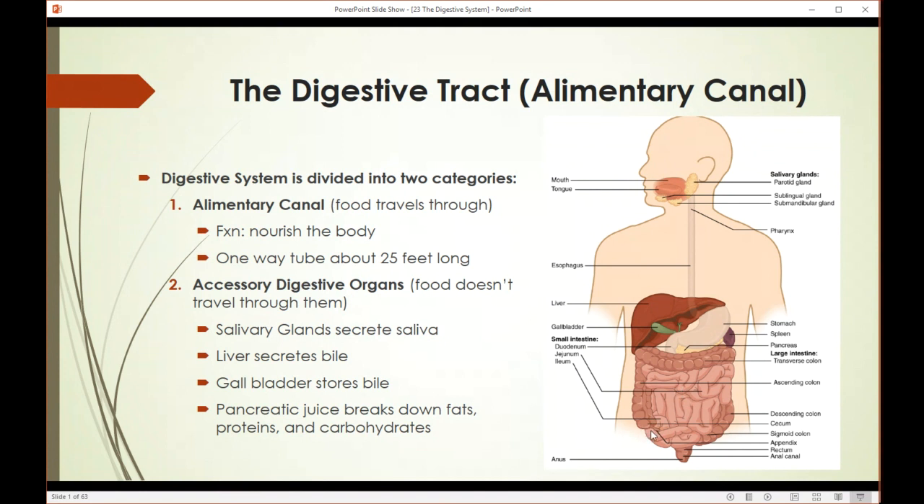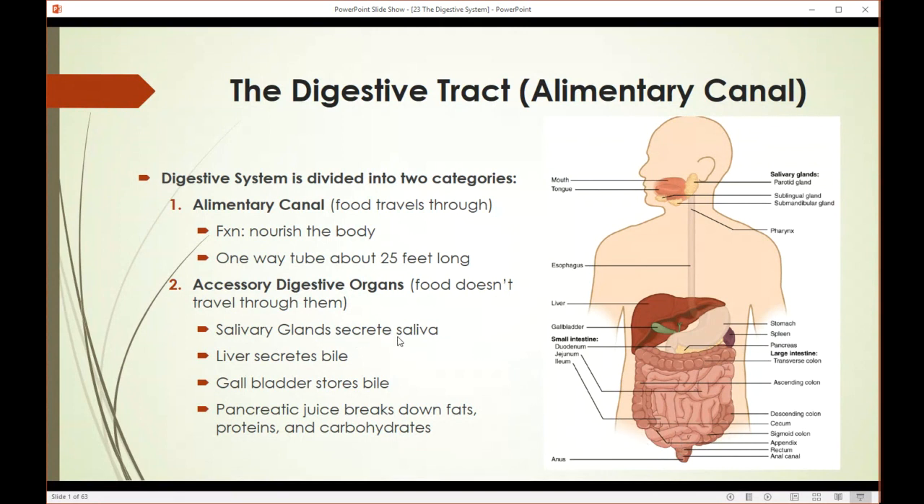And then once we come out of the ileum, we're going to end up in the large intestine, also known as the colon. We're going to travel up the ascending colon, across the hepatic flexure, which is right here, then through the transverse colon to the splenic flexure, down the descending colon, the sigmoid colon, and then out the rectum. Okay.